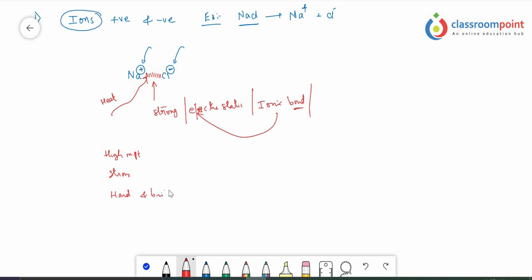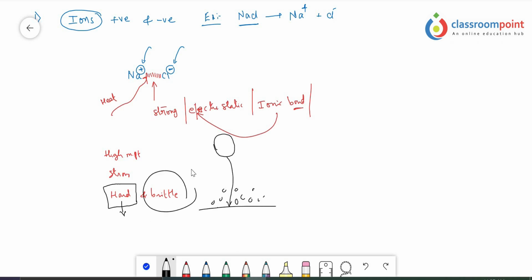What does it mean by hard and brittle? See, when you try to press a particular ionic solid with your hand, it is difficult to compress or break that solid. But at the same time, when you drop that ionic solid on the floor, the moment it drops, it breaks into small pieces immediately. That nature is called the brittle nature. Though they are hard to the hand, they are not hard to the surface, the floor. So they can easily be broken into small pieces. So these are very hard and brittle in nature.